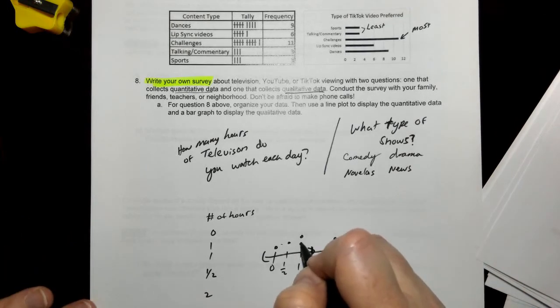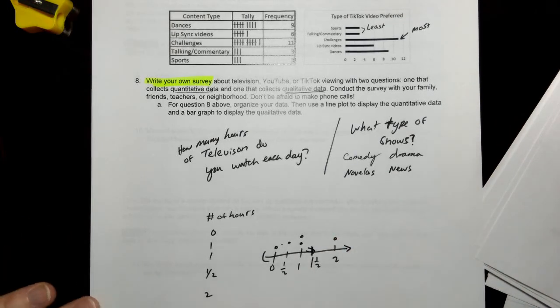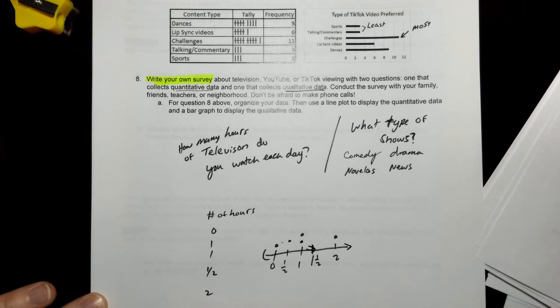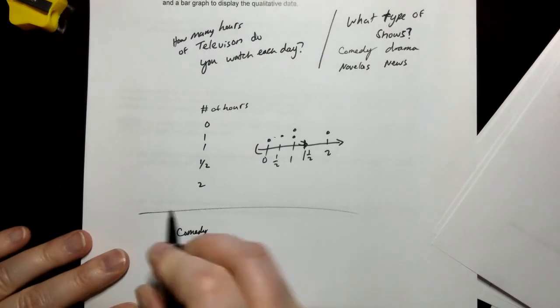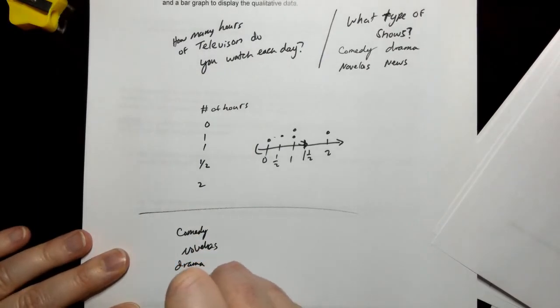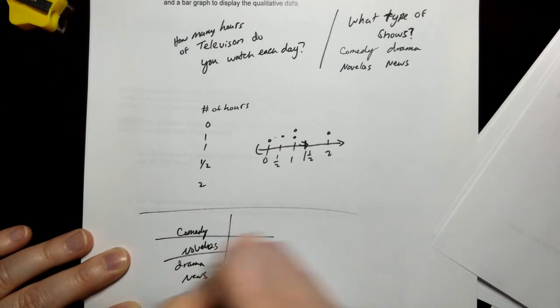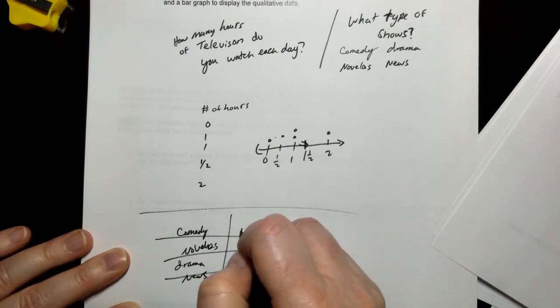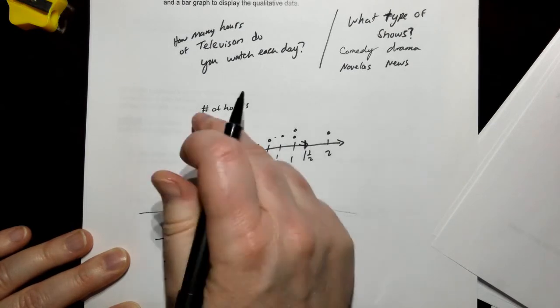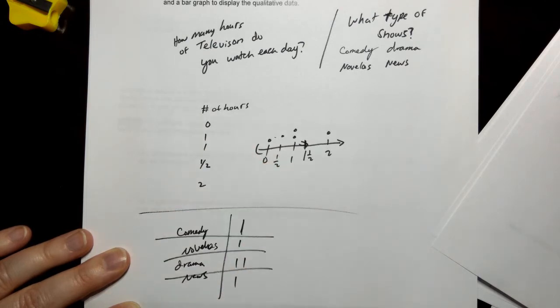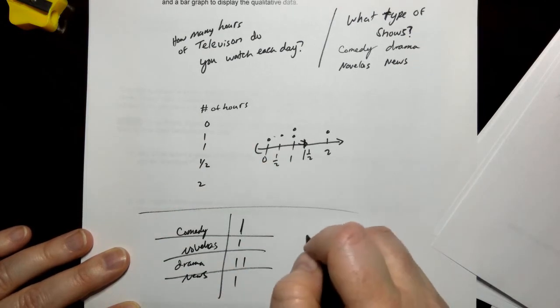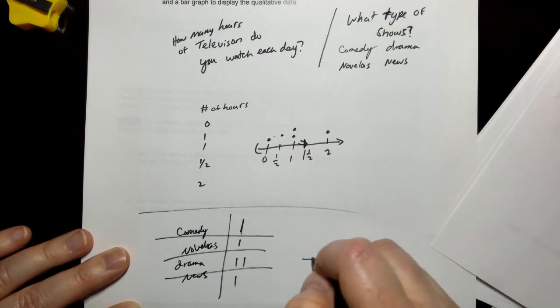So there's my data. And then I would also get my comedy, novelas, drama, or news. Okay, so let's say I had 1. How many people? 1, 2, 3, 4, 5 people answered. Okay, so that's my numbers. I'm going to do my bar graph.